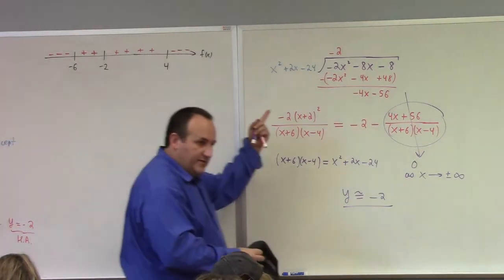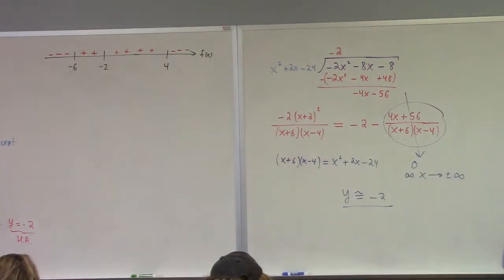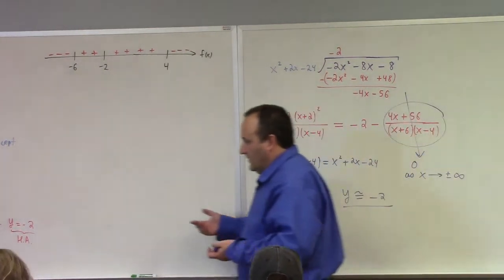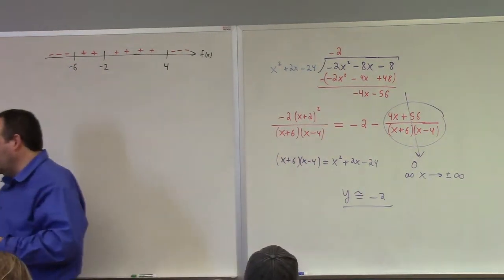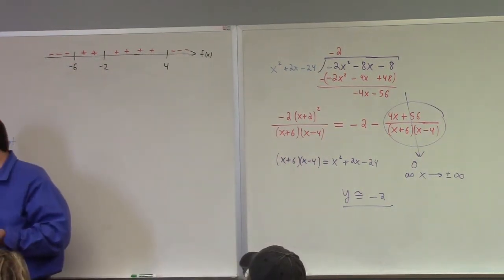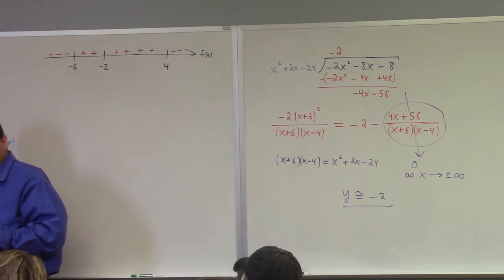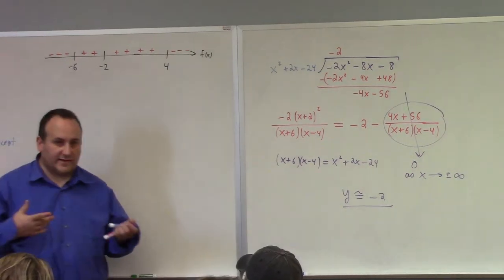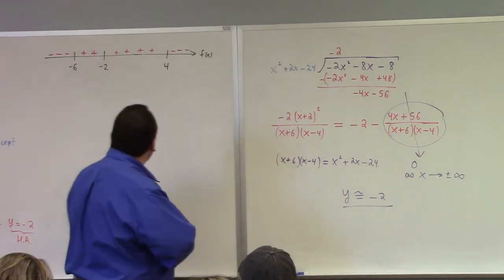Like I was just saying, you don't have to do all this. When the degree of the denominator and the degree of the numerator are equal, there's a nice shortcut. The shortcut is simply to look at the leading coefficients and take their ratio. The leading coefficient of the top is minus 2. The leading coefficient of the bottom is 1, so the horizontal asymptote is y equals minus 2.